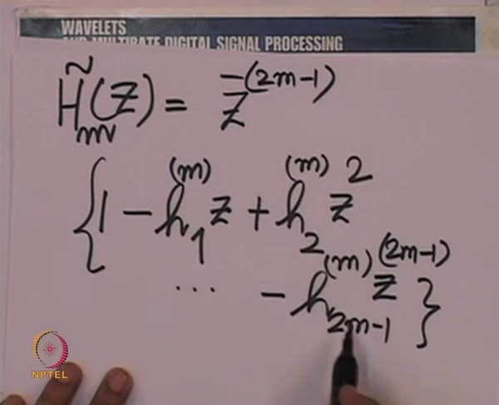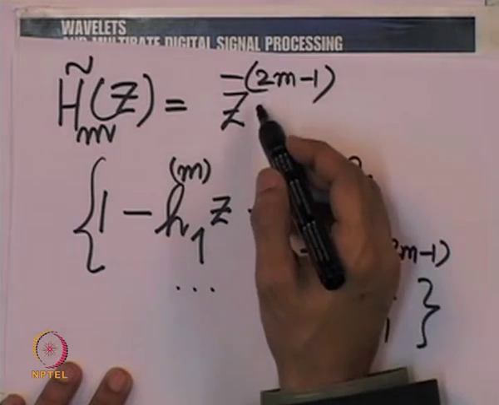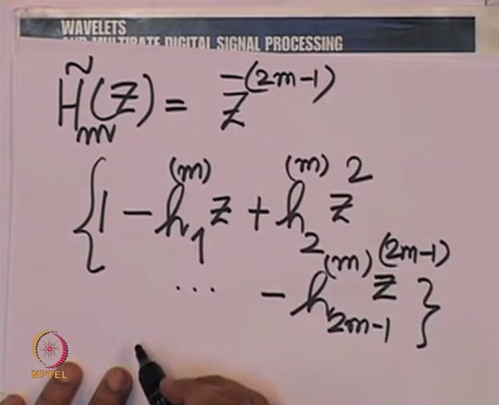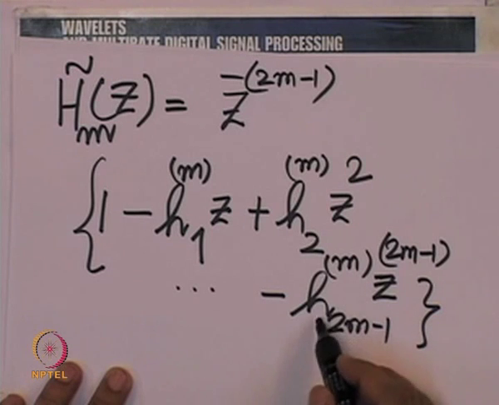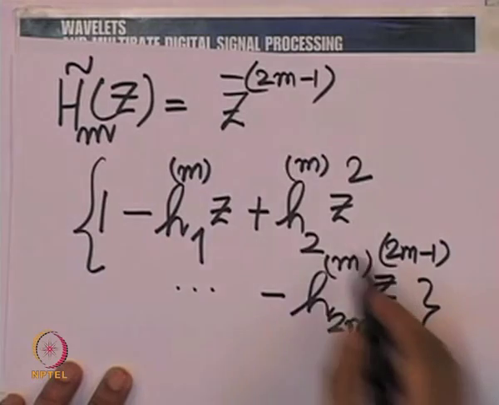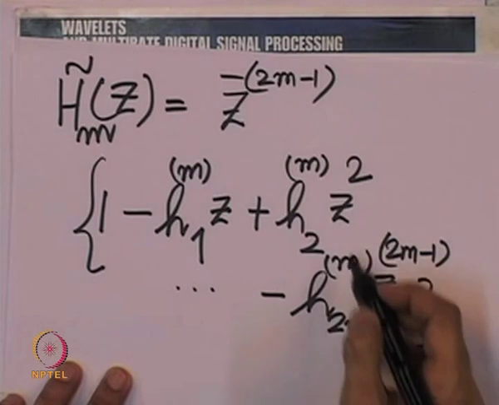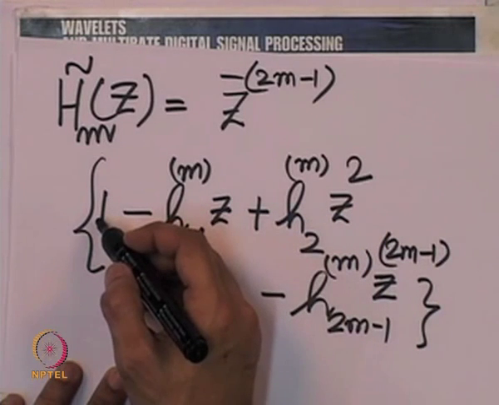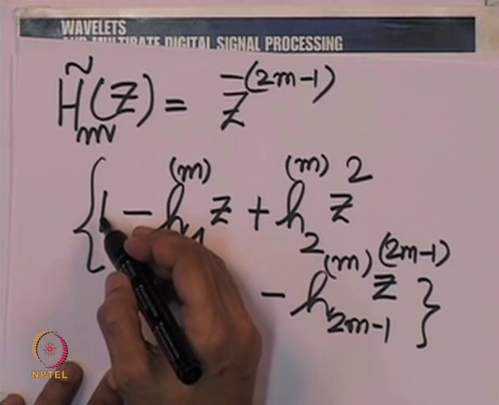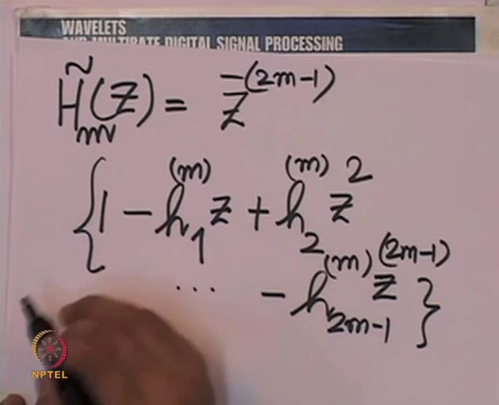So, if you look at what is happening, these positive powers are going to be shadowed over by this negative power. So, for example, the h 2 m minus 1 m term is going to have z raised to the power of 0 with it now. And then you are going to have increasing negative powers of z as you come down, and finally, this is going to correspond to z raised to the power minus 2 m minus 1 right there.